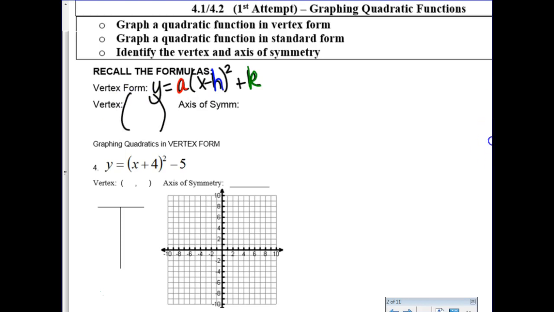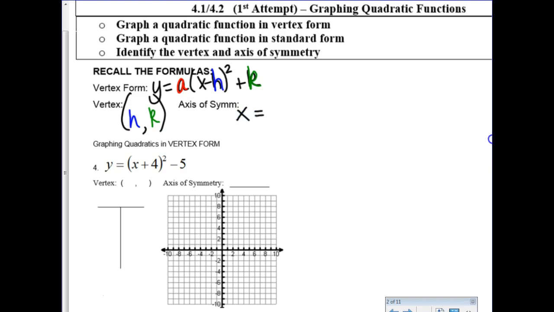So your vertex is going to be located at (h, k). What's nice about vertex form is you don't actually have to calculate anything. You should just be able to look at the equation and find everything through inspection. And then after that you can go to your calculator if you want to find more points. So the axis of symmetry is the line that cuts through the vertex.